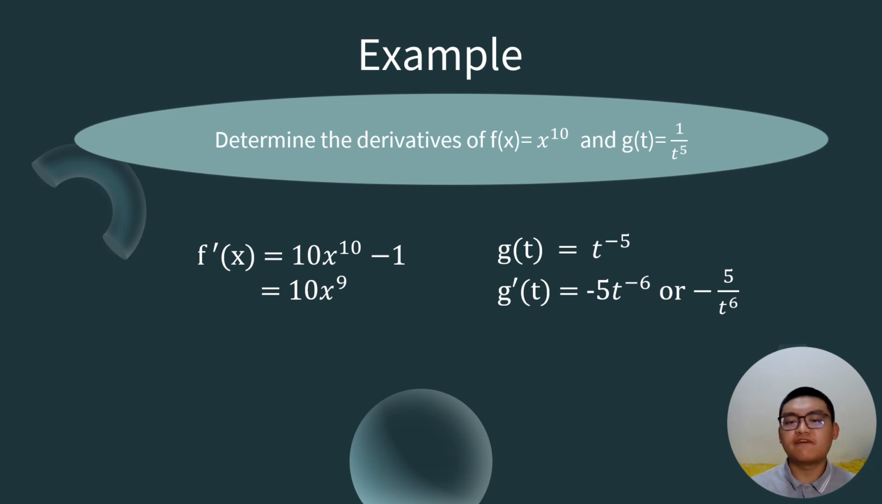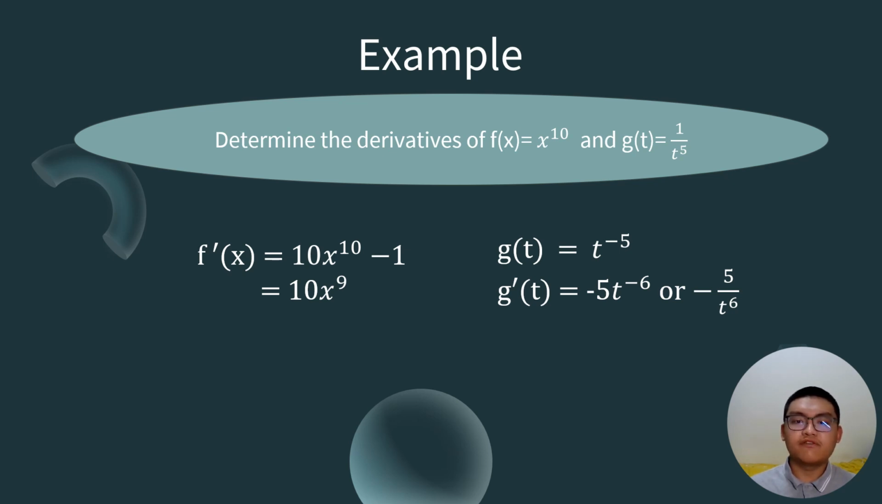So first, let's find the derivative of f of x. We use the power rule for derivatives, which is f prime of x equals n times x to the power of n minus 1, where n is the exponent. For f of x equals x to the power of 10, f prime of x equals 10 times x to the power of 10 minus 1, which is 10 times x to the power of 9.